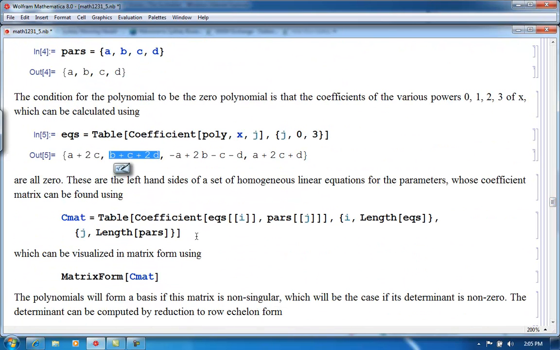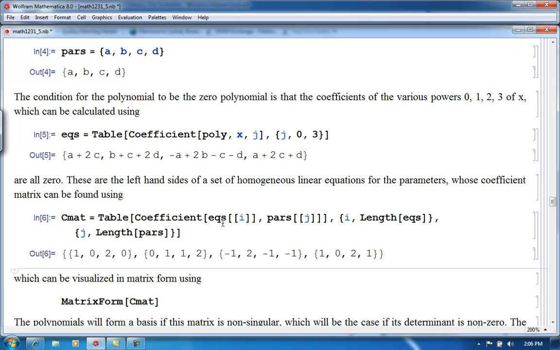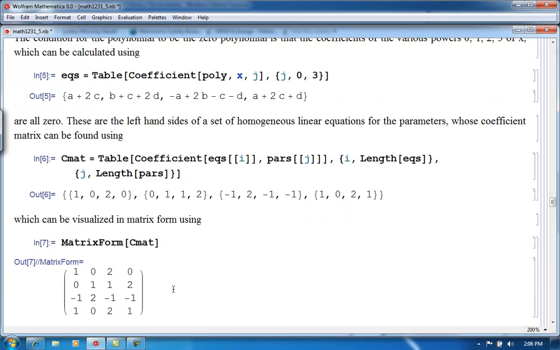In other words, they're the left-hand sides of a set of linear equations for the four parameters, and we can dig out the coefficient matrix of that by looking at the coefficient of the jth parameter in the ith equation and running over the equations and parameters, and that will give us the coefficient matrix, which we can view as a matrix using this.